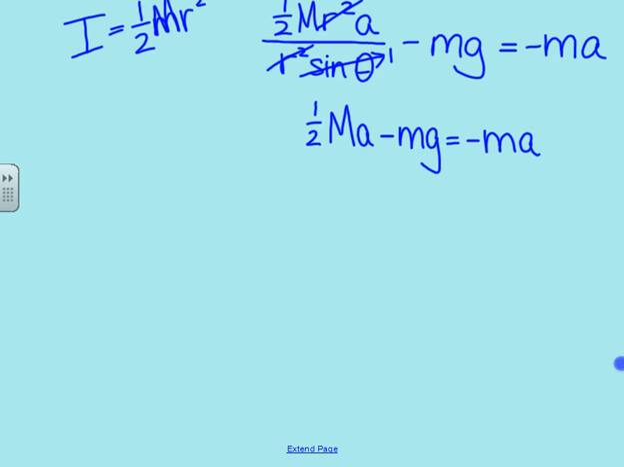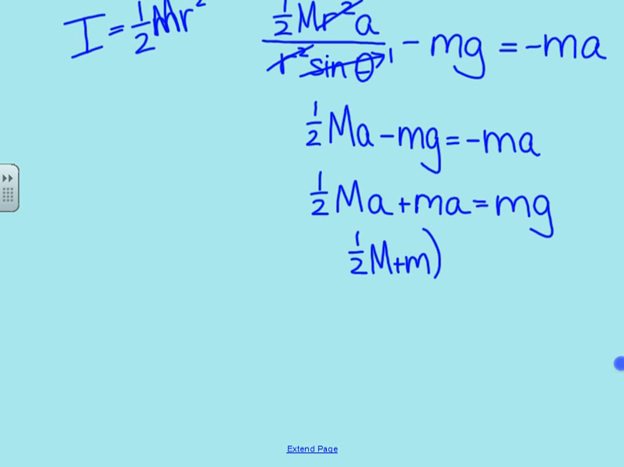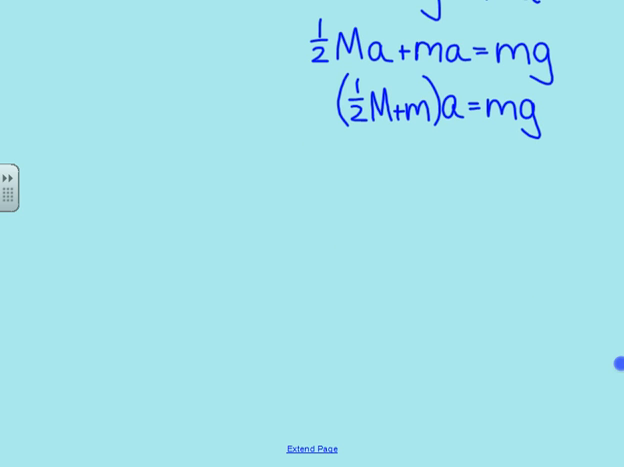I need to solve for a, so I'm going to get both terms with a on the same side of the equation. Then I'll factor the a out. And lastly, I'll divide both sides by 1/2 capital M plus lowercase m. So that a is mg divided by 1/2 capital M plus lowercase m. Now all I need to do is plug in numbers.